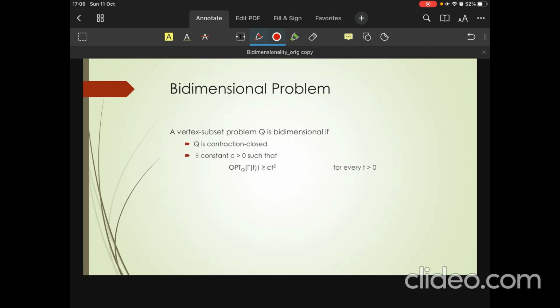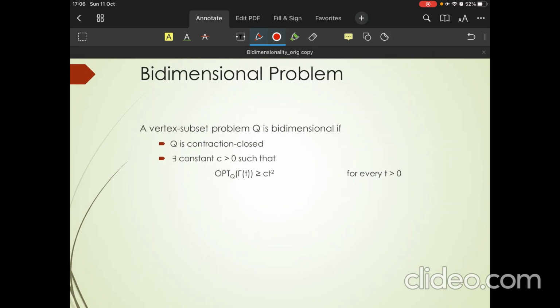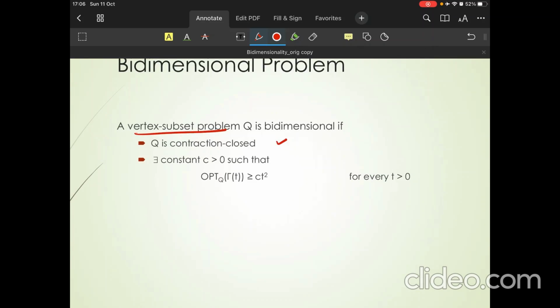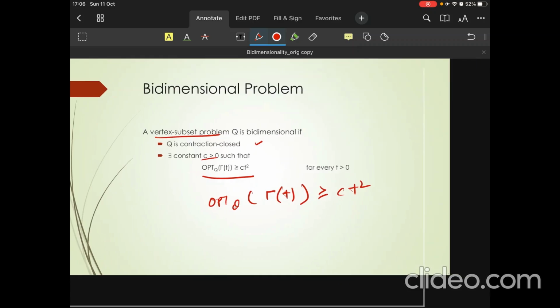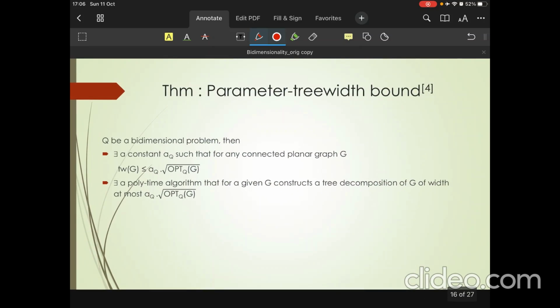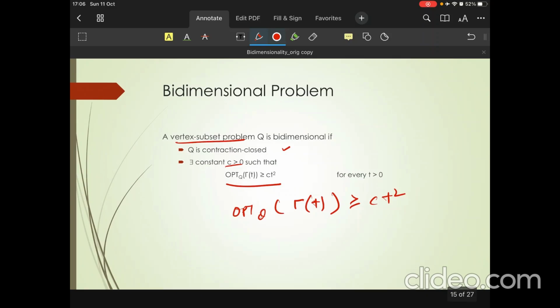Next, the main problem which we'll be discussing today is a bidimensional problem. So what is a bidimensional problem? We will define it for a vertex subset problem Q. It is bidimensional if it is contraction closed, and if the optimal value of Q given instance gamma t is lower bounded by some constant c times t square. Note that c should be greater than 0. With these two assumptions we prove a theorem which is a parameter tree width bound on bidimensional problems.